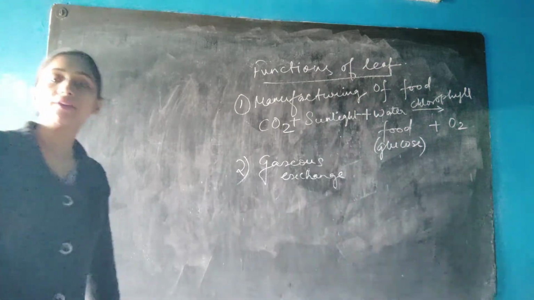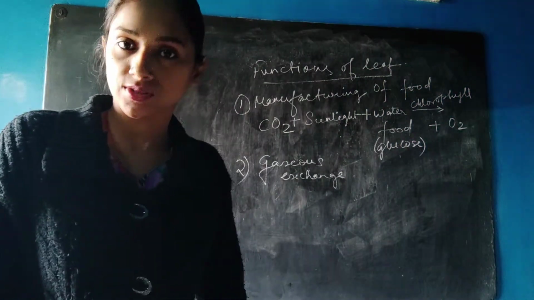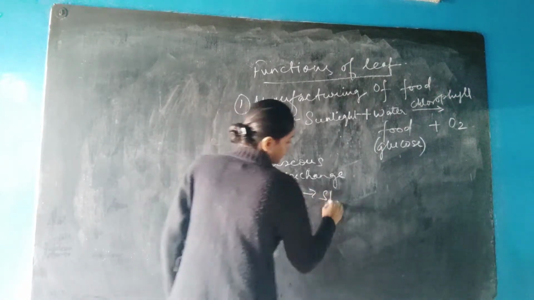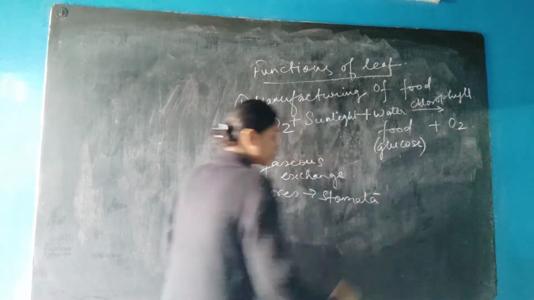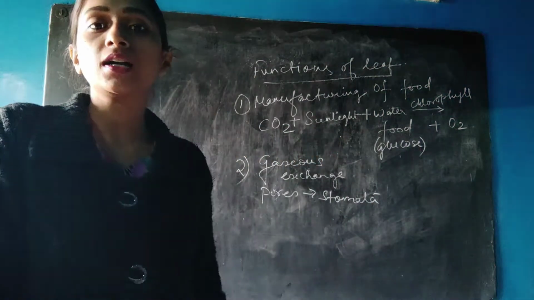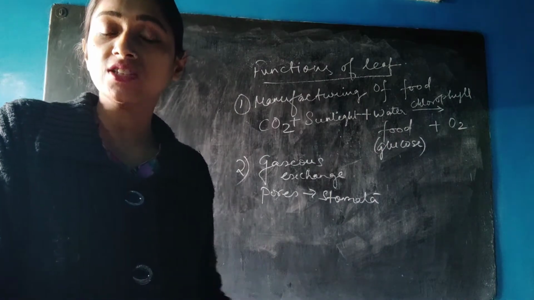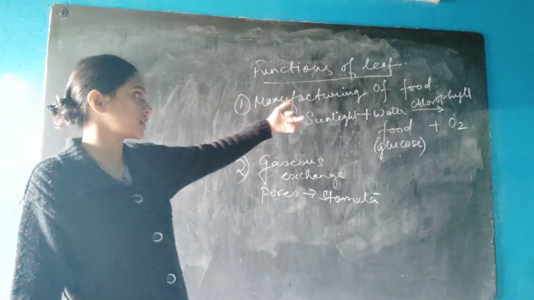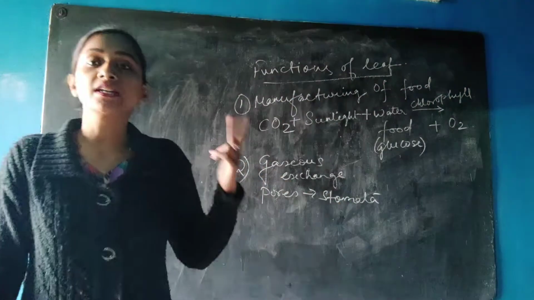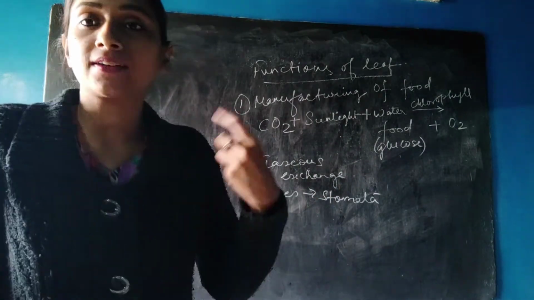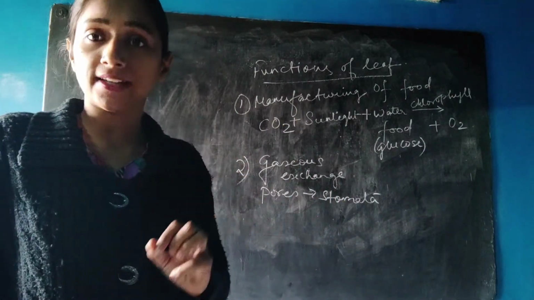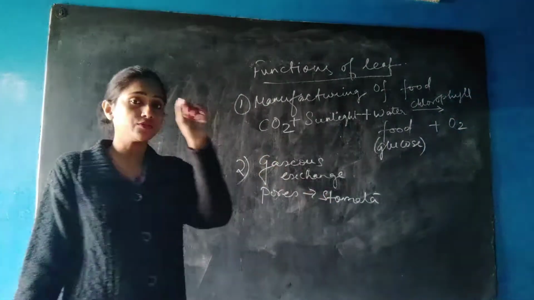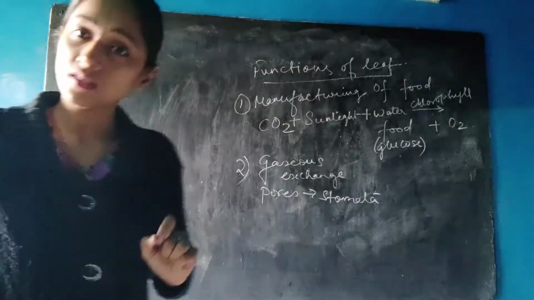The leaves have small or tiny pores. Those pores are termed as stomata. Now through these stomata, the leaves exchange gases. That means they take in carbon dioxide for photosynthesis and give out oxygen after photosynthesis. In case of respiration, they take in oxygen and give out carbon dioxide. So this exchange of gases in the plant body takes place with the help of the stomata, which are the tiny pores present in the leaf.